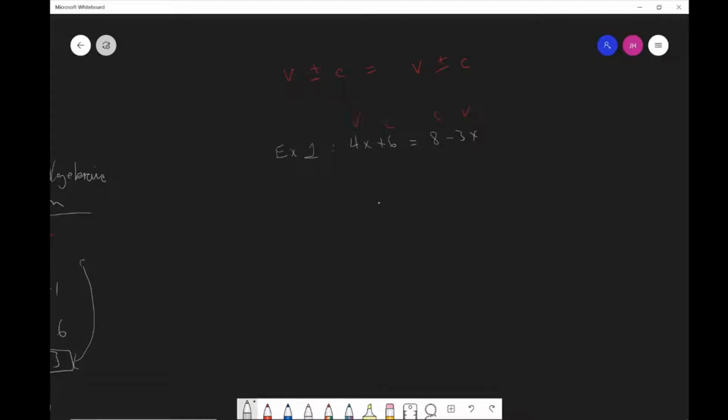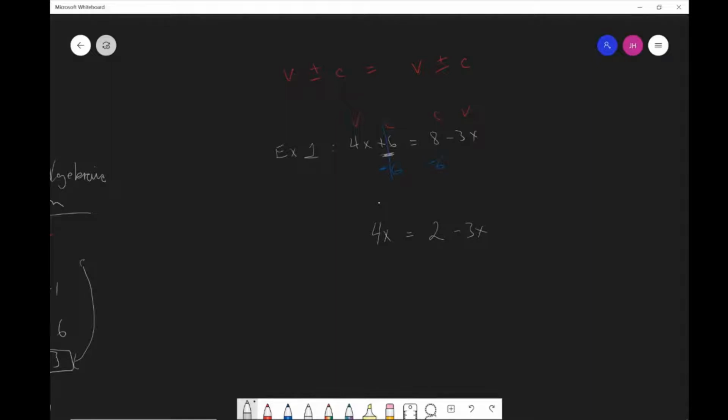Now, what should we do first? Again, the principles don't change. You should always take care of the addition subtractions first. In this case, I can clearly see that there's a plus 6, so I should minus 6 as a reverse operation. Plus 6 minus 6, that's gone. What's left is 4x equal to 8 minus 6 is 2 minus 3x. I hope at this point everyone followed.